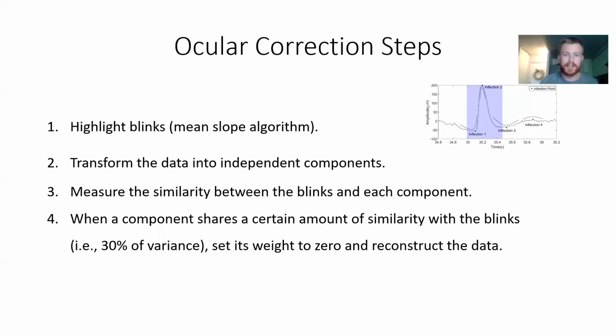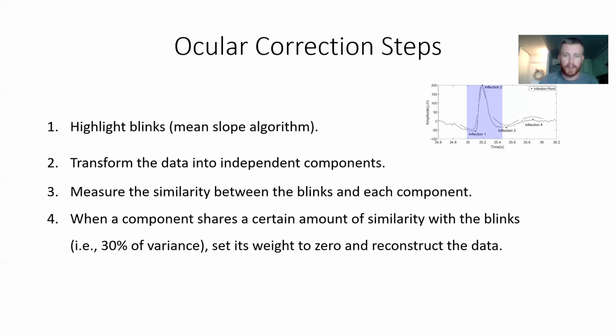This isn't necessarily saying this is 100% a blink. It's more so a first pass to understand where in the data we should be looking so that we don't have to look at the entire data, which would be computationally inefficient. So we do a first pass of the data using some measurement of what a blink is. In this case, we're going to be using the mean slope algorithm, which just looks at how high a rate of change there is of that blink. So we're going to highlight where in the data our blinks are.